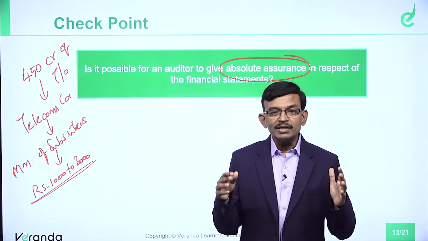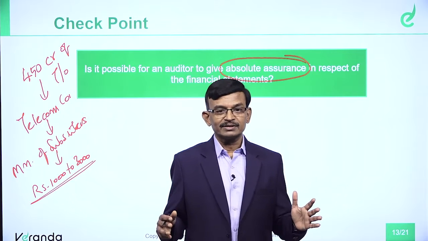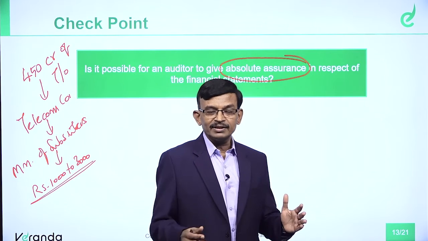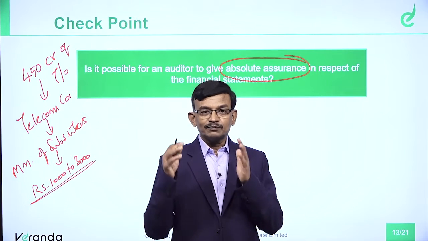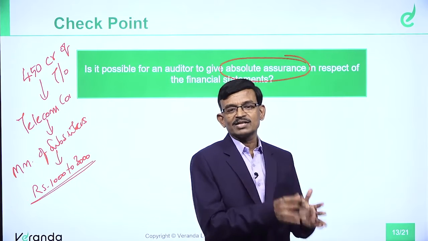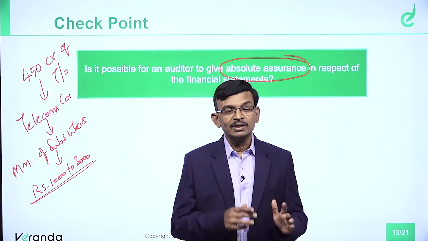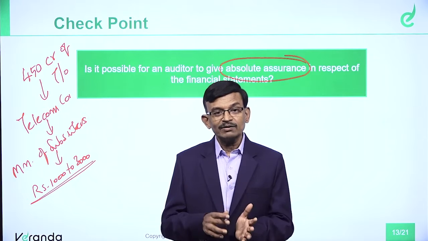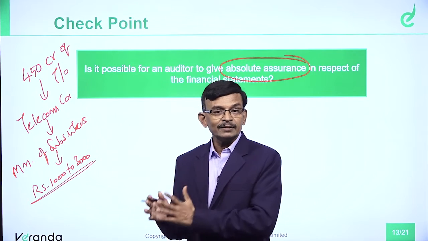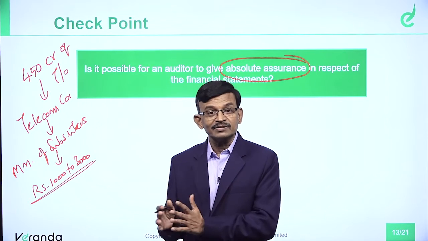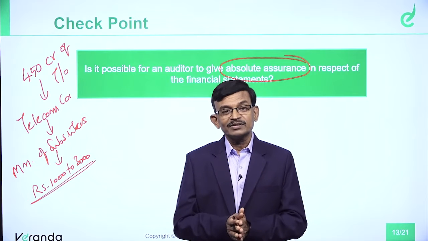Whether the auditor will be able to verify all these invoices. If he is able to verify all the invoices, he can give an absolute assurance that nothing is wrong in this financial statement. That is one set, it is only relating to turnover. Then I have to see the expenses side, the stock side, the debtors side, the fixed asset side. Every aspect I have to see.